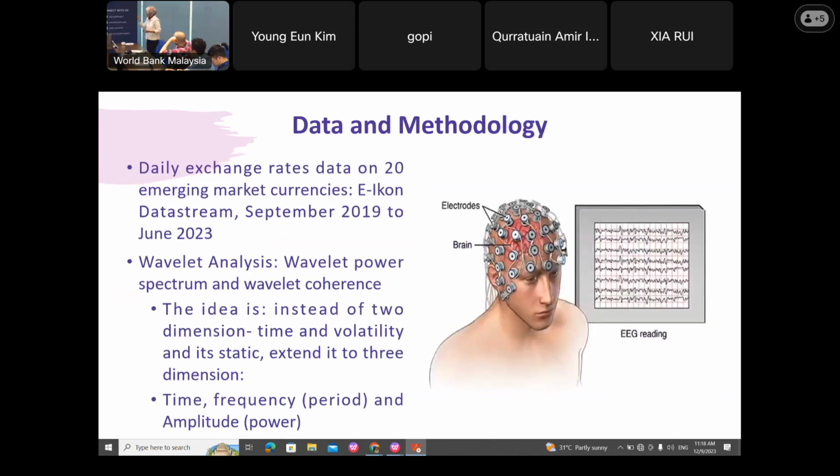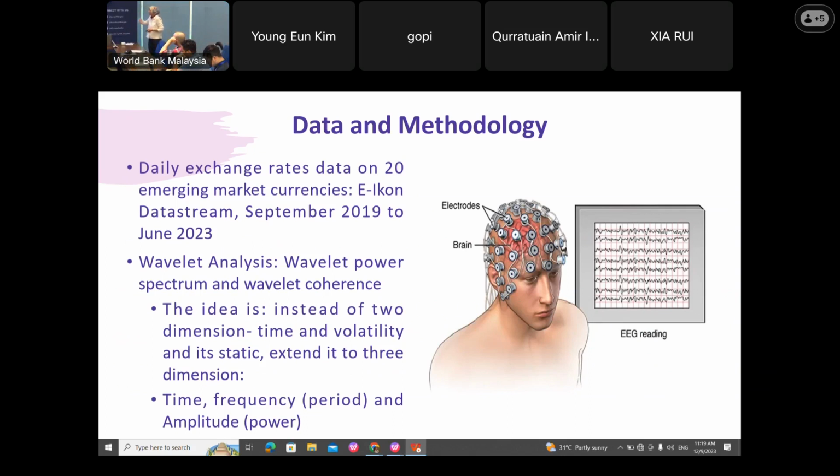Okay, the data and methodology. So this is what you're waiting for. The data that we use is daily exchange rate data on 20 emerging market currencies taken from Refinitiv Eikon DataStream, from September 2019 to June 2023. And the method that we use is what we call wavelet analysis. In wavelet analysis, we have the wavelet power spectrum that captures the dynamic variance. Dynamic means that the variance keeps on changing over a period of time, and we capture that. And we also have wavelet coherence, which will capture the dynamic cross correlation.